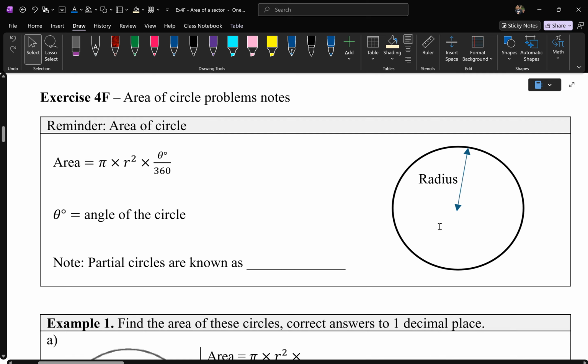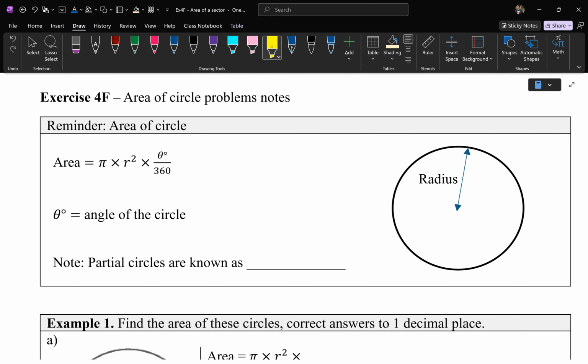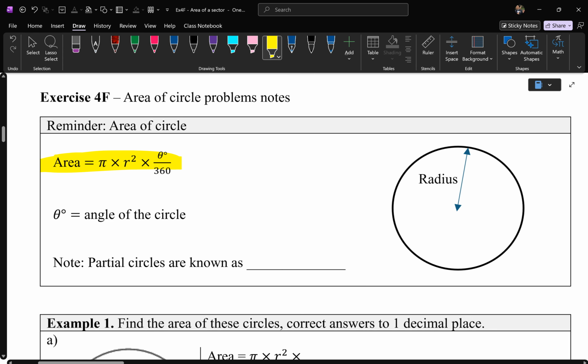All right, part of the notes. So now you know the area formula for a circle. If you didn't copy it, it's right here. That's the formula.